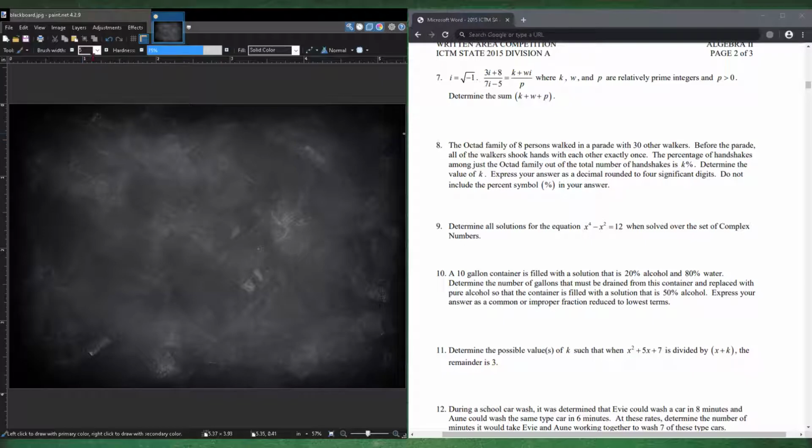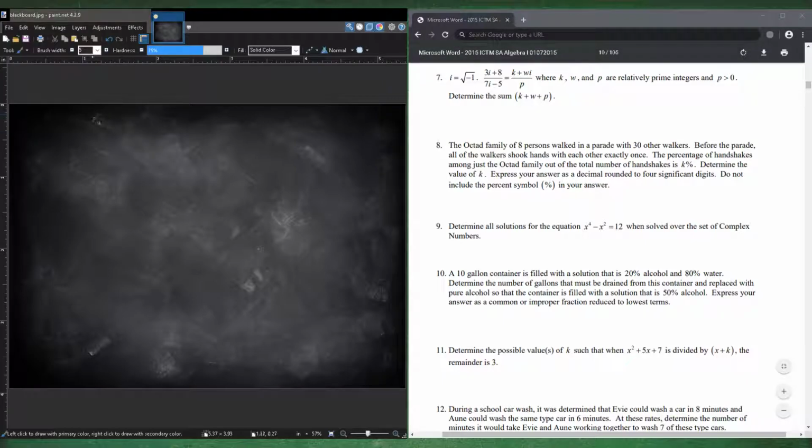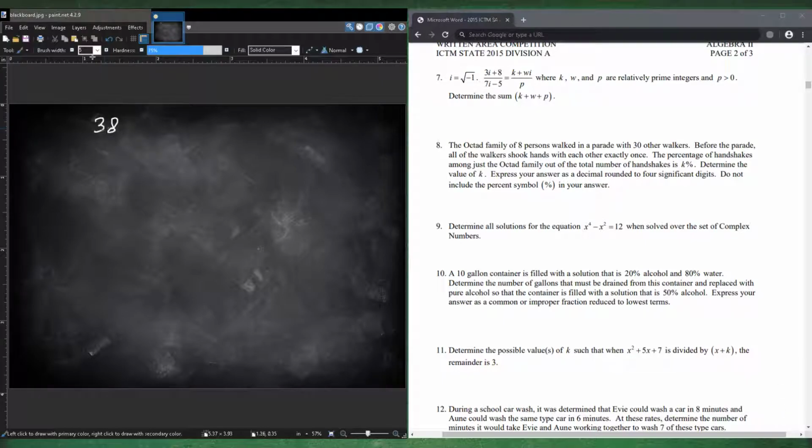So basically, we have 8 people plus the other 30, which is 38. So we have 38 choose 2. So that's 38 factorial over 36 factorial, 2 factorial. So that's 38 times 37 over 2. So that's 19 times 37. Okay, so that's the total amount of handshakes.